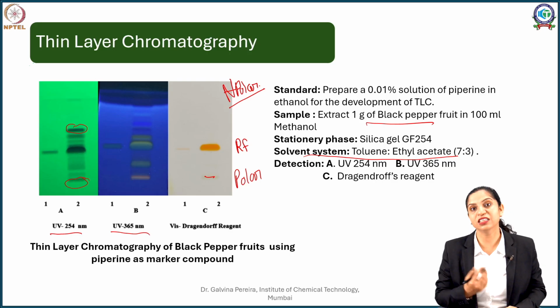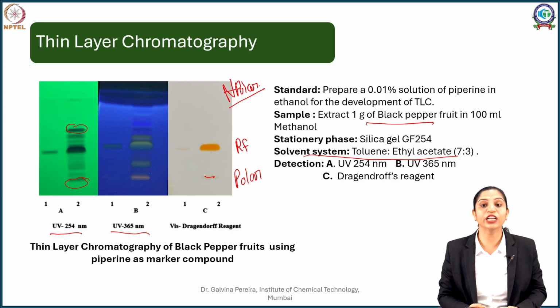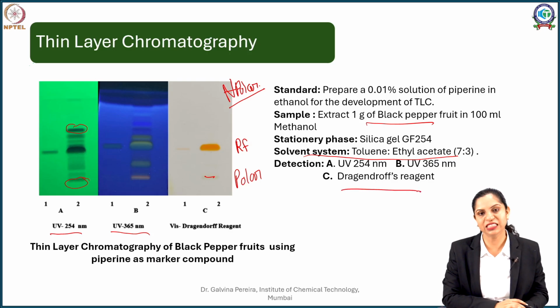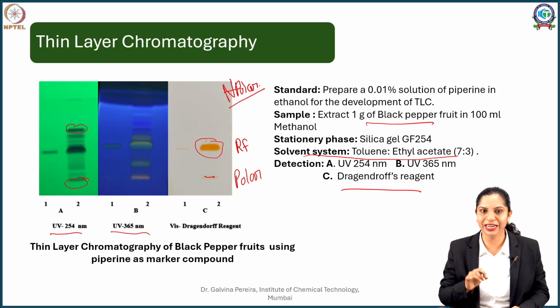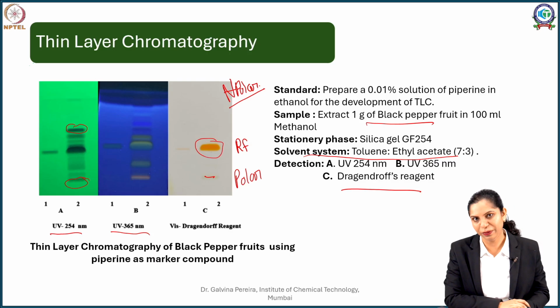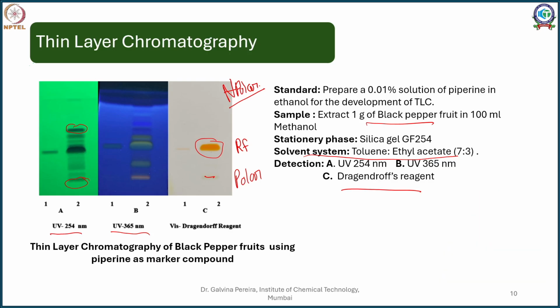But in some cases, if I don't see the compound at all in these two wavelengths, I can use a derivatizing agent. These are the same reagents which we use for chemical tests. So remember, for black pepper it's piperine. Piperine is an alkaloid. So I am using Dragendorff reagent as a derivatizing agent, and as a result, the spot where my piperine is present has become orange brown. So these are a few chemical qualitative tests for evaluation of herbal drugs.